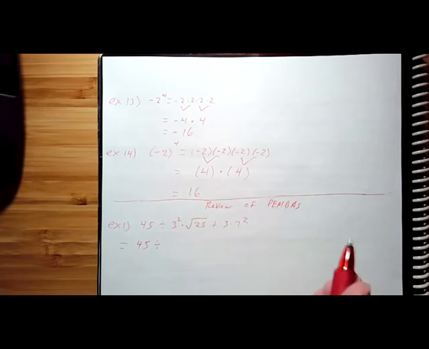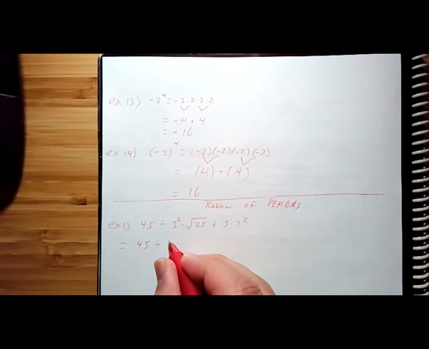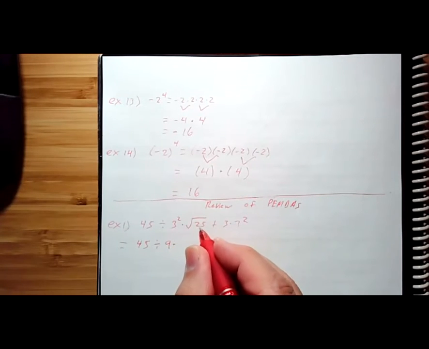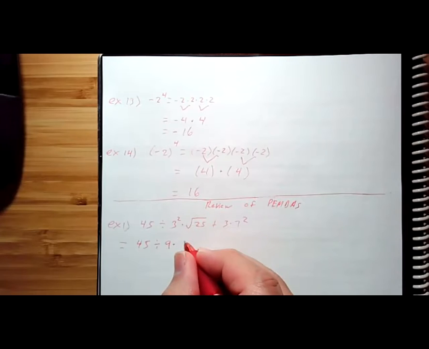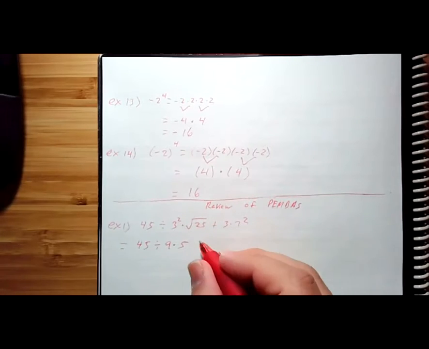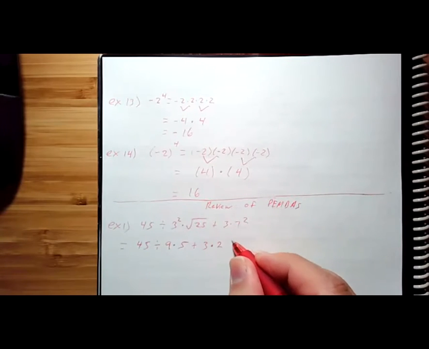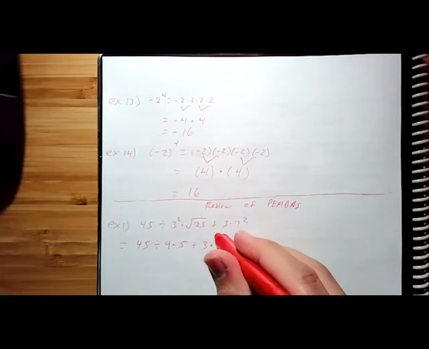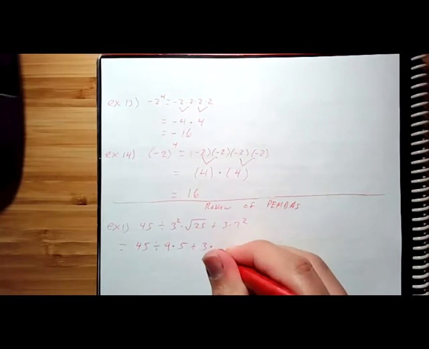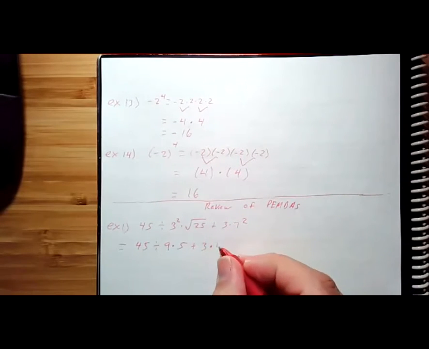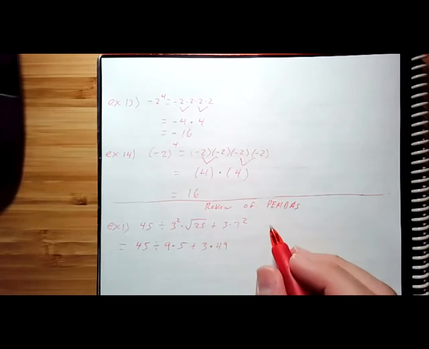Is it 3 times 3? Yeah, 3 times 3, right? So that'll be that guy, square root of 25. We'll do that one next. So it's the same, right? And then this has an exponent. So 21, actually, my bad, 49. So in this step, we did all the exponents.